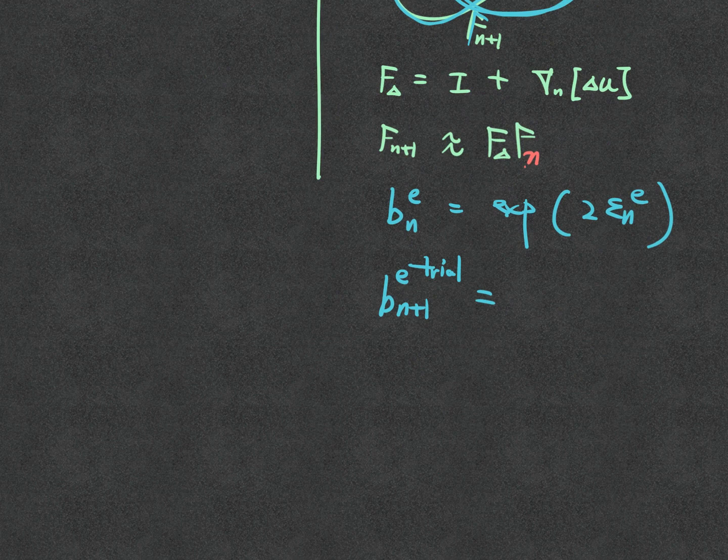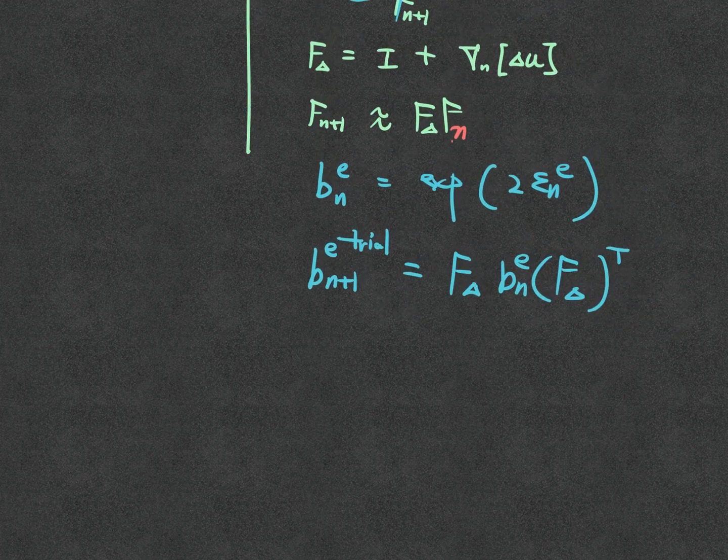So I would actually say everything is elastic, and then I write F_delta b_n^e F_delta^T. Do you know why I put the F on the left and right hand side? Do you know why b_n is in the middle? Because here, this is my new reference deformation. You see what I mean?